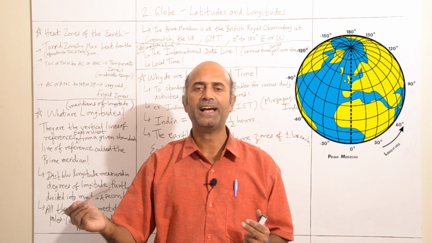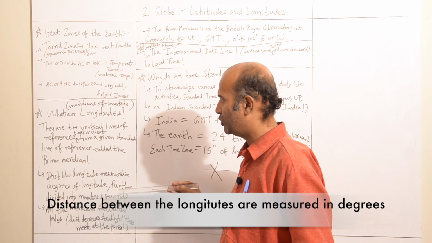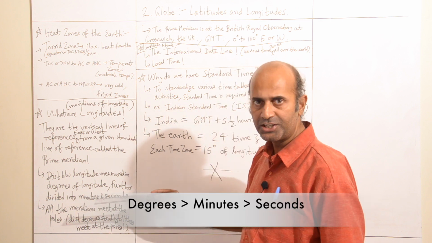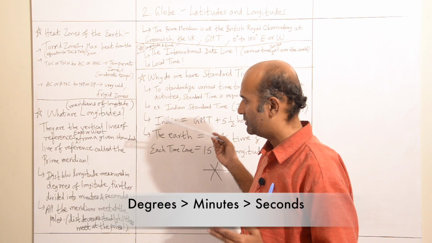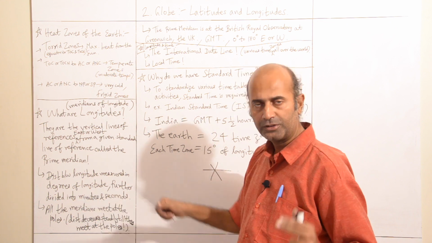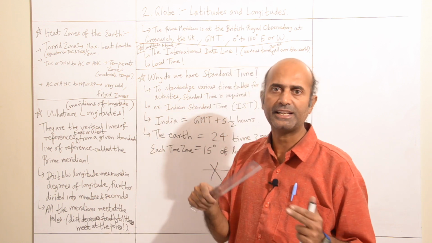That's why these are known as the meridians of longitude. The distance between the longitudes is measured in degrees. Further, the degrees are divided into minutes and the minutes are divided into seconds. The distance between all the meridians of longitude decreases steadily till all the meridians meet at the poles, at the North Pole and the South Pole.